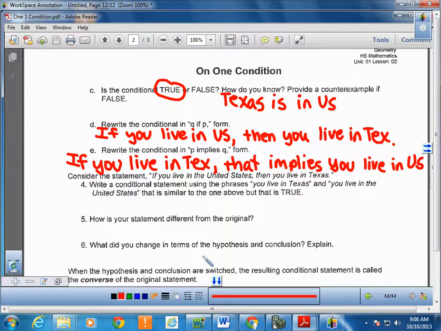Consider the statement, if you live in the United States, then you live in Texas. Write a conditional statement using the phrase, you live in Texas and you live in the United States, that is similar to the one above, but that is true. So I want you to write an if-then statement and to make it true. If you live in the United States, then you live in Texas. Well, that's not necessarily true because you can live in another state. So we need to make sure that we say, if you live in Texas, you live in the United States.